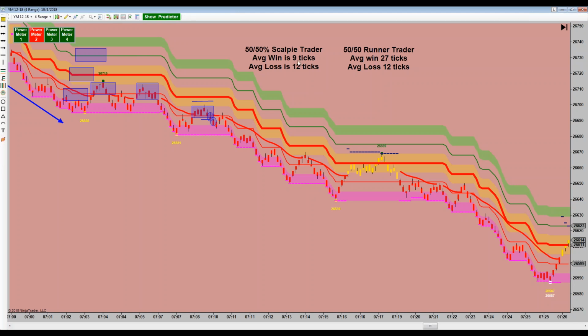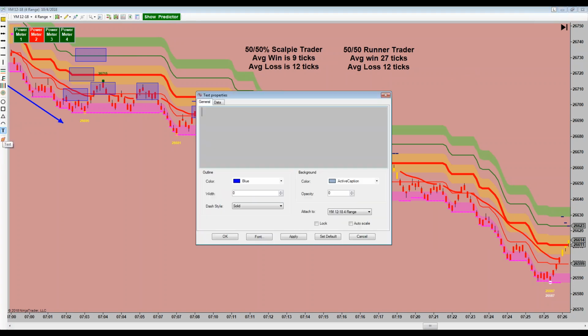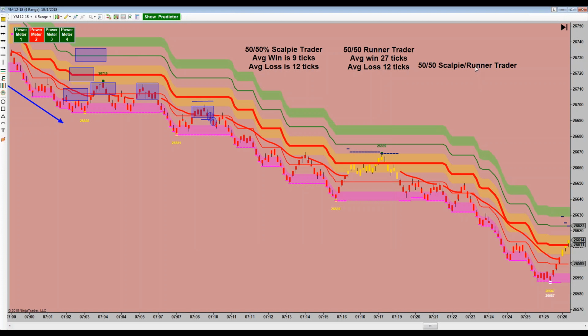Well, you can't combine the two if you're a one-lot trader, right? Because you've got to pick one. Either you're going to scalp it or you're going to go for the runner. You don't have a choice on the one lot. Let's do another trader. Let's do a similar trader. Let's call this one 50-50 scalpy runner trader. Now, how is that going to work? What does he do? Let's explain. He or she, right? Could be a he or she. Let's explain this.